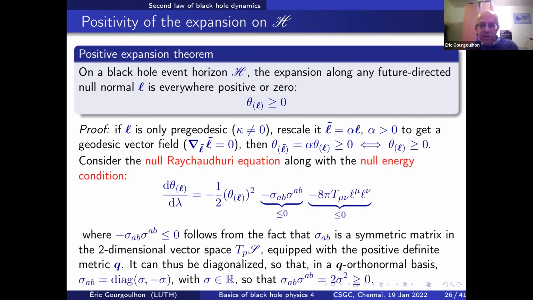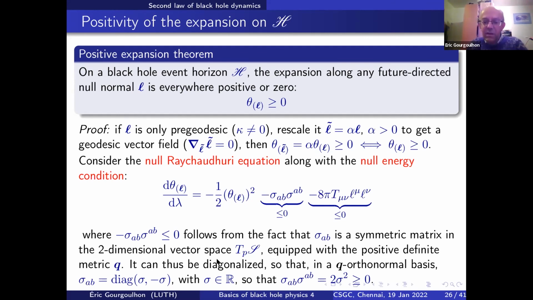So now we can consider the null Raychaudhuri equation that we have just established. And thanks to the null energy condition, this term here is negative by assumption, I mean, for the matter. And this term with the minus sign is negative as well. This is very easy to establish because this is symmetric, as we have noticed. The shear tensor is a symmetric matrix, a two-dimensional matrix in terms of components. And this space in which it lives is equipped with a positive definite metric, Q.